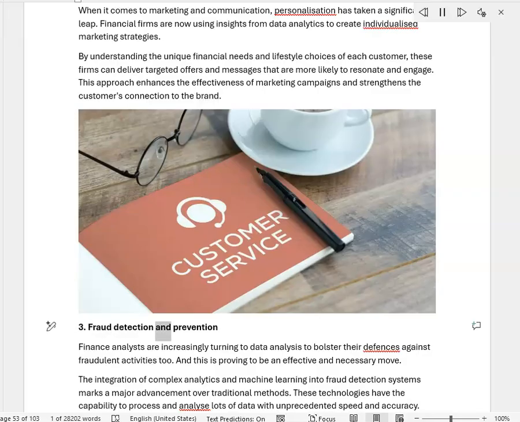3. Fraud detection and prevention. Finance analysts are increasingly turning to data analysis to bolster their defenses against fraudulent activities too. And this is proving to be an effective and necessary move. The integration of complex analytics and machine learning into fraud detection systems marks a major advancement over traditional methods. These technologies have the capability to process and analyze lots of data with unprecedented speed and accuracy.